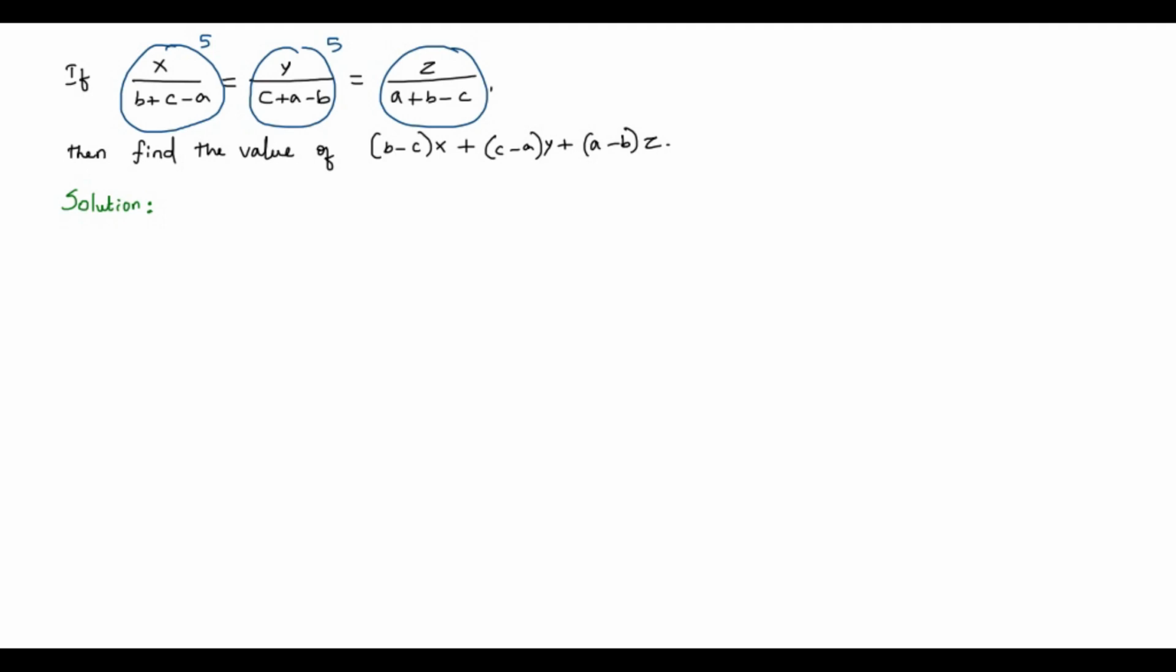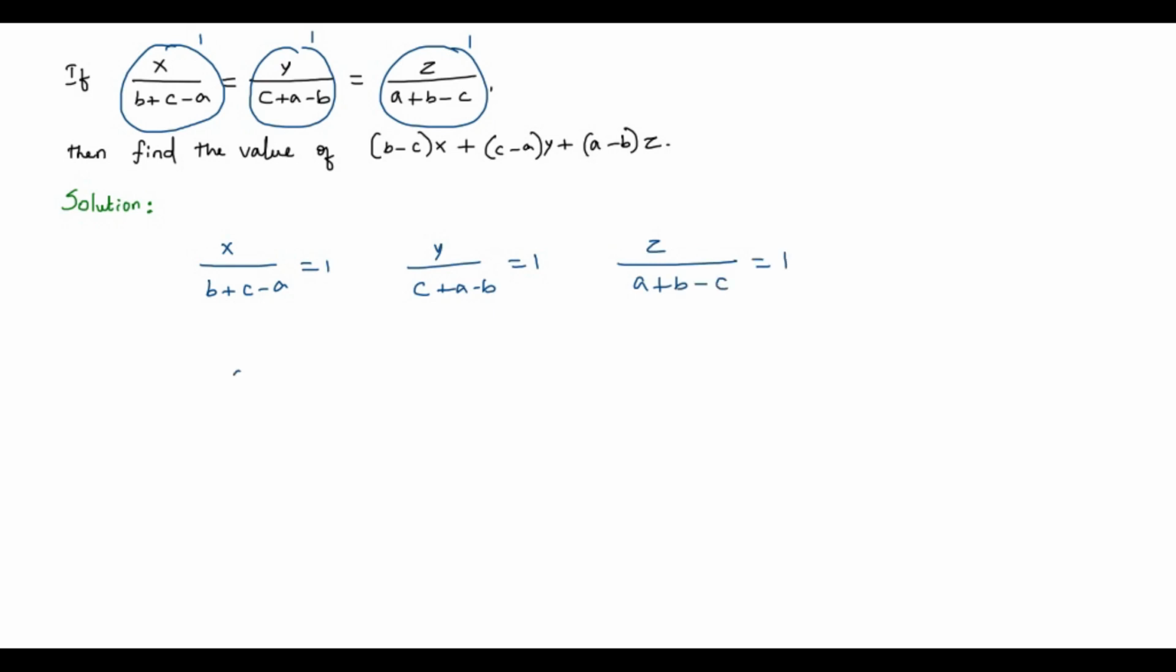But the value of the fraction is not given in the question, so we can assume any value for each fraction. To make the problem easier, I assume the value of each fraction is 1. So all of them are equal. If the value of the first fraction is 1, then the value of the second fraction is also 1 and the third fraction as well. So we get x divided by (b plus c minus a) is equal to 1, y divided by (c plus a minus b) is equal to 1, z divided by (a plus b minus c) is equal to 1.